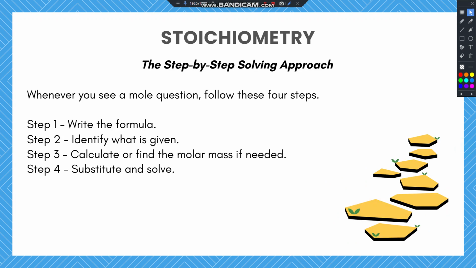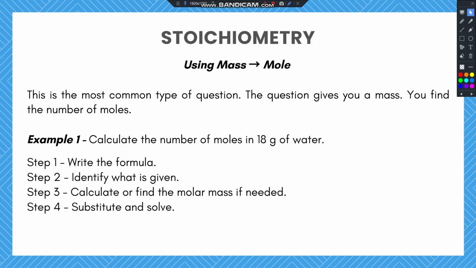So let's see if we can take some examples. Now, to do this, there are a number of steps that you need to take. Step number one would be to write the formula. Step number two would be to identify what is given. Step number three would be to calculate or find the molar mass if needed. Step number four would be to substitute and solve.